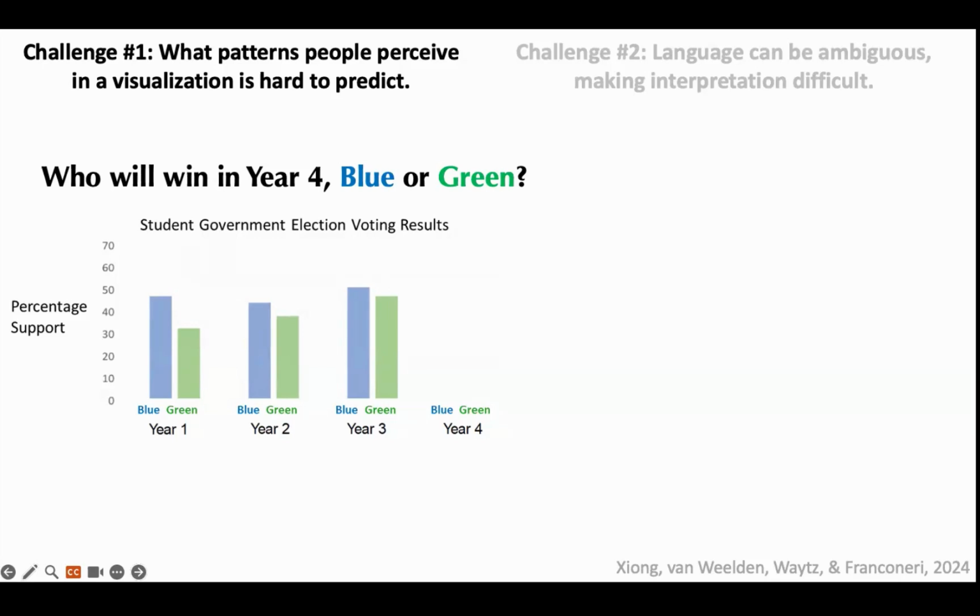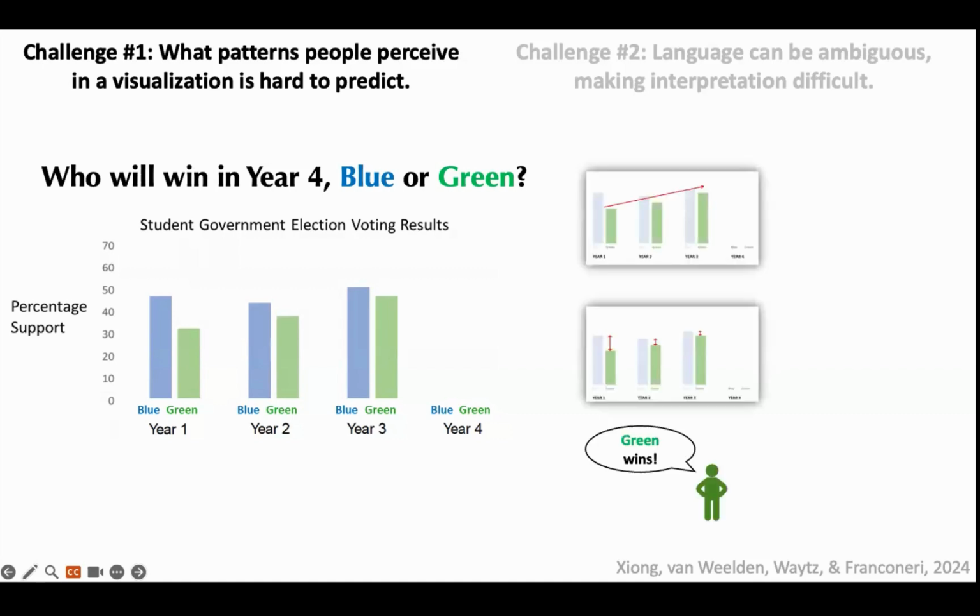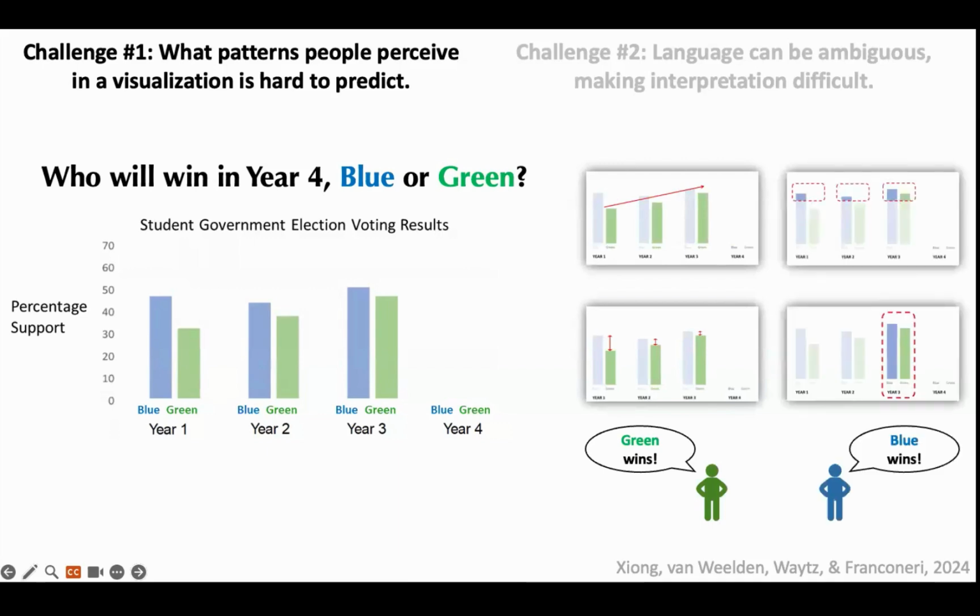I do see green as the increasing trend, gaining momentum, but some of you might also see that, besides green gaining momentum and shortening the gap between itself and blue, well, blue won every single year. Why wouldn't it win this year again, right? If you look at the most recent year, blue won again. So why wouldn't blue win in year 4?